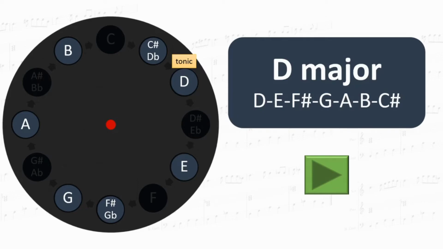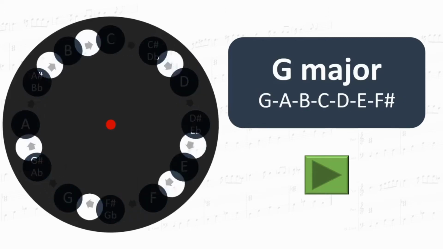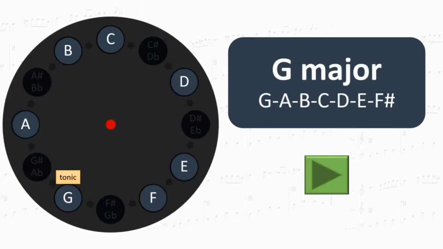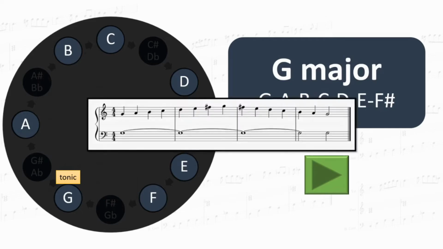Now let's try another one. Let's go to G. So here's the G major scale. So G, A, B, C, D, E, and finally F sharp. Let's take a listen.